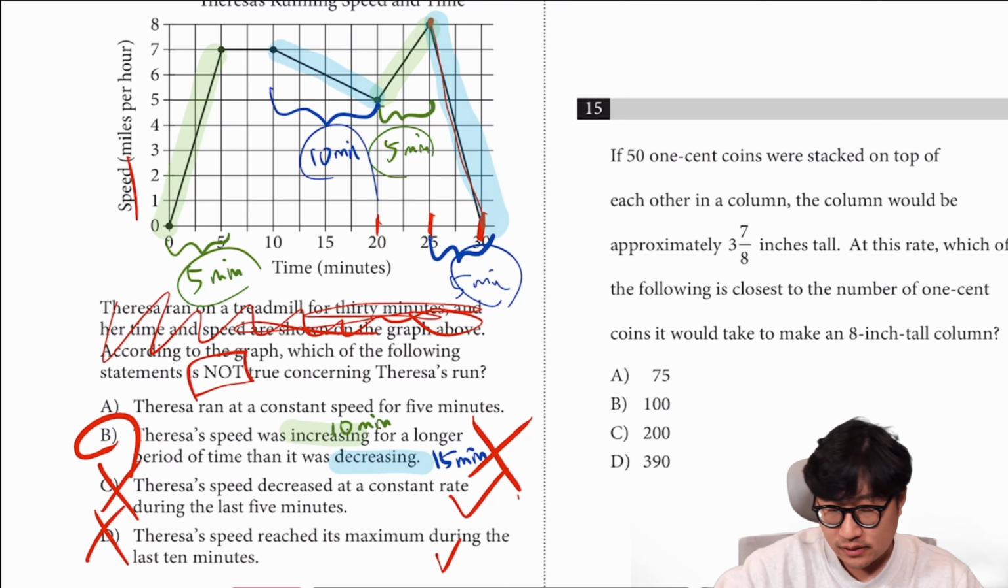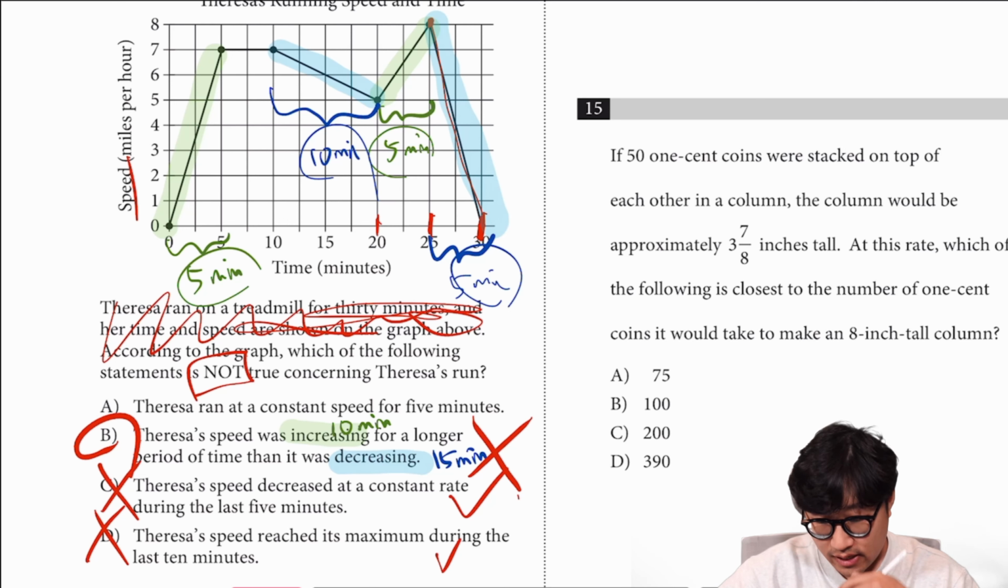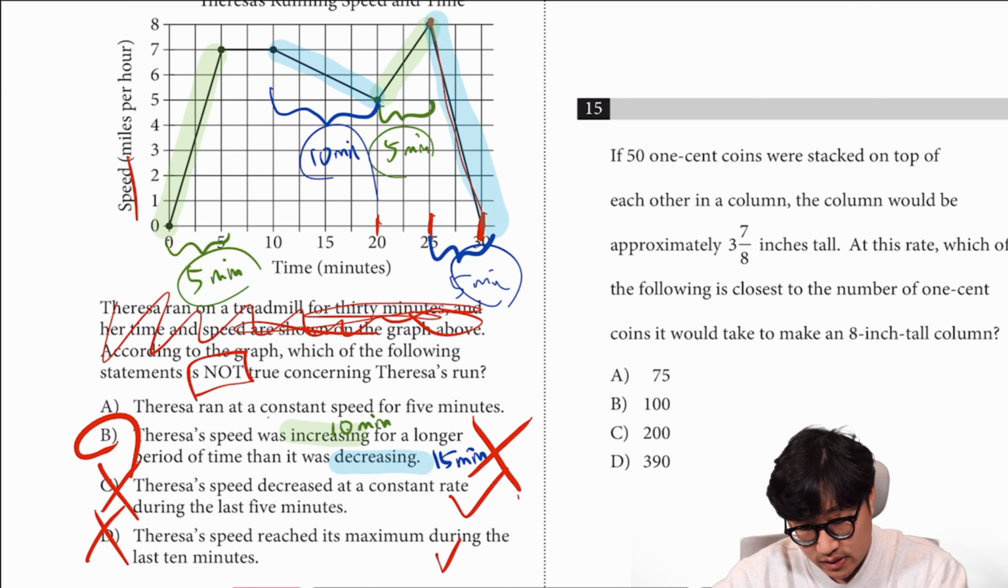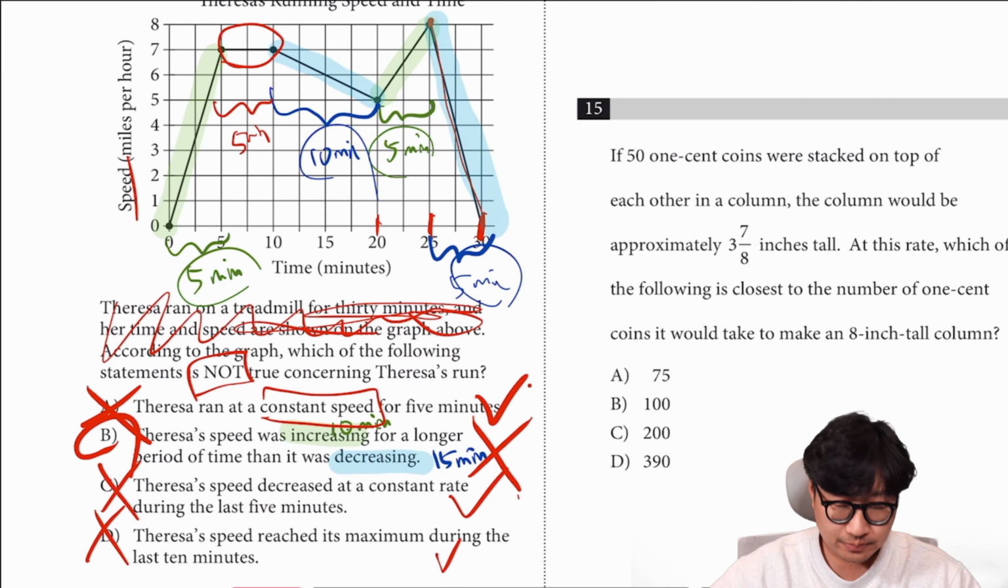And then A says Teresa ran at a constant speed for 5 minutes, which is constant speed, probably talking about that zone. And that is 5 minutes indeed. This is true, which is why that's out.